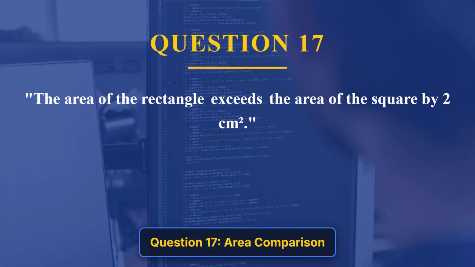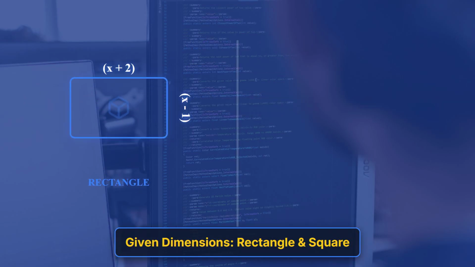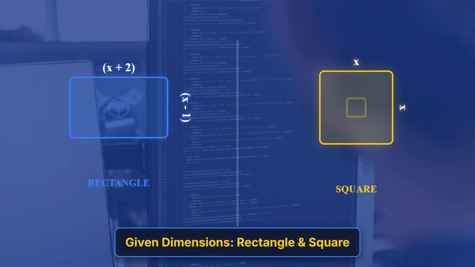Let's crack question 17. The area of the rectangle exceeds the area of the square by 2 centimeters squared. Find x. Look at our given models. We have a rectangle with side dimensions x plus 2 and x minus 1, and a square with side lengths of regular x.